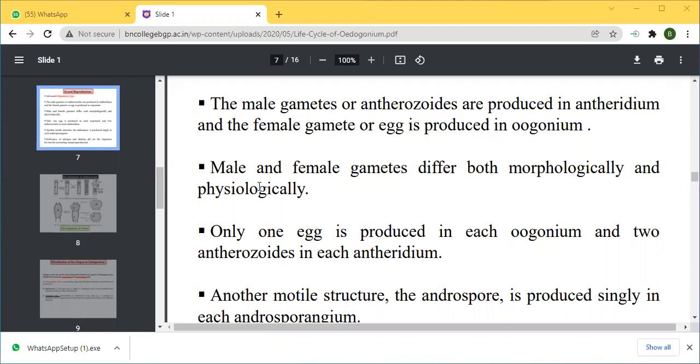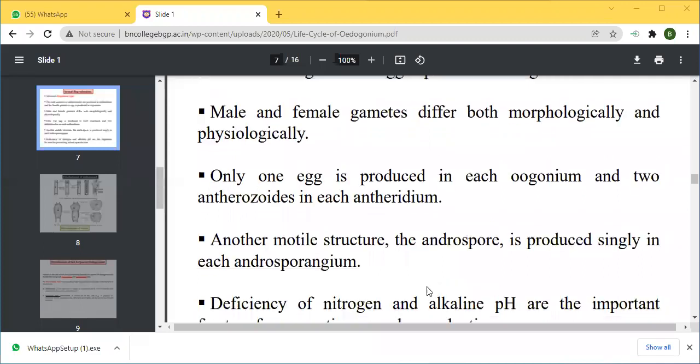Here the gametes are most important, the male gamete and the female gamete. But male and female differ morphologically and physiologically. What is the difference between them? Only one egg is produced in each oogonium, but the antheridium produces 2 antherozoids. Another motile structure is the androspore. The androspore is produced singly in an androsporangium. Each and every androsporangium produces a single androspore.